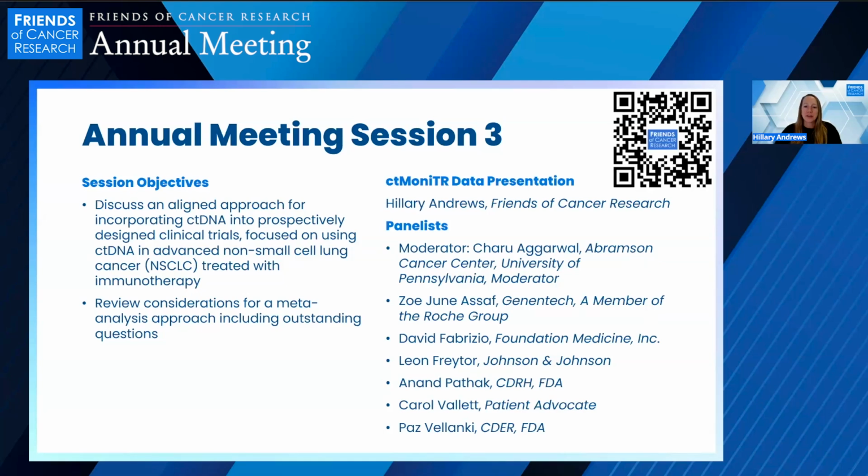During the annual meeting, Session 3, we'll begin with a data presentation of ctMoniTR findings. Then the panelists who are outlined on the right of this slide will discuss an aligned approach for incorporating ctDNA into prospectively designed clinical trials, focused on using ctDNA in advanced non-small cell lung cancer treated with immunotherapy. They'll also review considerations for a meta-analysis approach that includes outstanding questions.